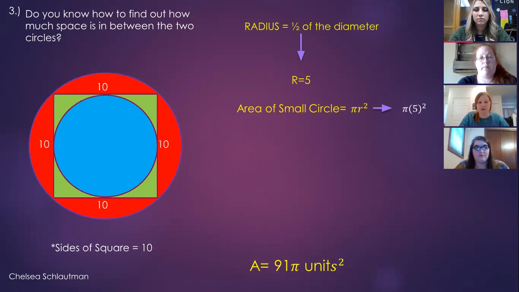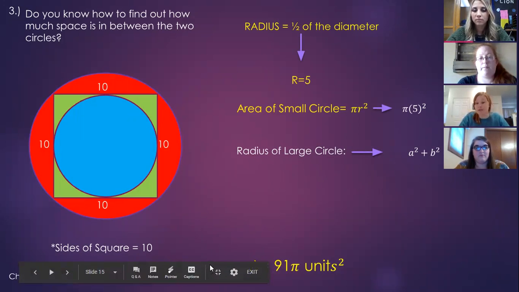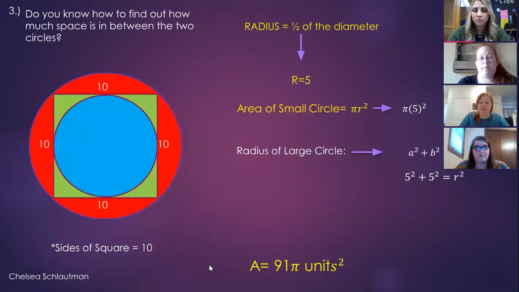Next, we're going to look at the larger circle. And for that one, to find the radius of the larger circle, we'll use the Pythagorean theorem. For that, we have a squared plus b squared equals c squared. For a and b, we're going to plug in our radius of 5. So we'll have 5 squared plus 5 squared equals r squared. So that is 25 plus 25, which is 50 pi.